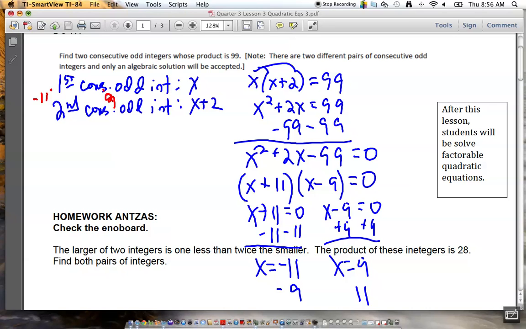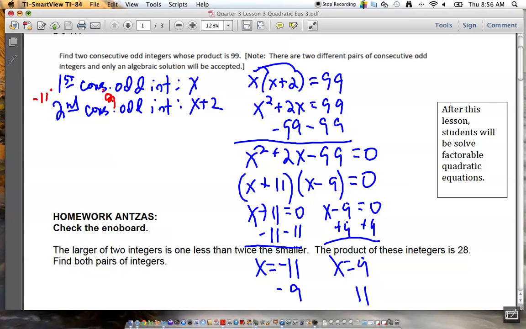99. What is negative 11 times negative 9? Ha! In your mathematical face. I got it. Okay? Wait. I just checked. It said that the product is 99. They multiply out to 99. These two multiply out to 99.